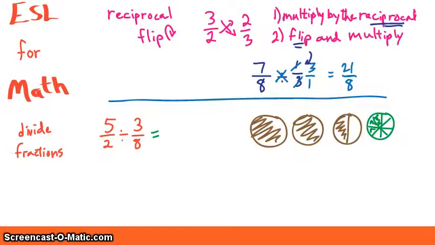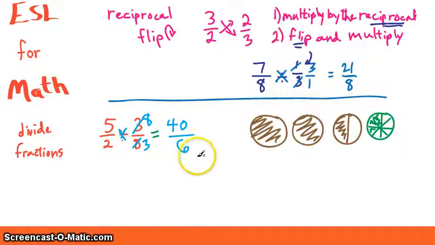Okay, so let's go ahead and do our flip and multiply. We're going to flip the second fraction, 8/3 instead of 3/8. Turn the division into multiplication. We'll do the multiplication. 5 times 8 is 40. 2 times 3 is 6. And our answer is we have 40/6 servings.